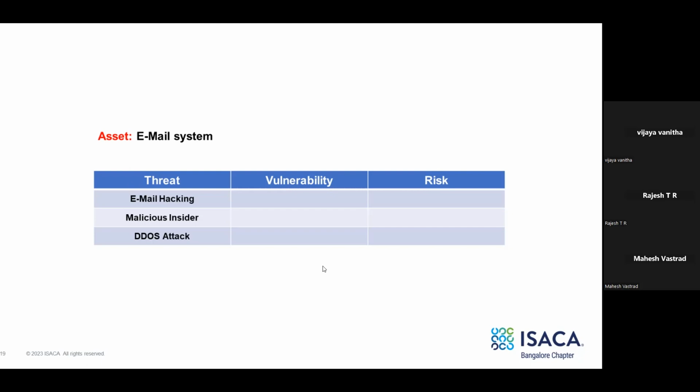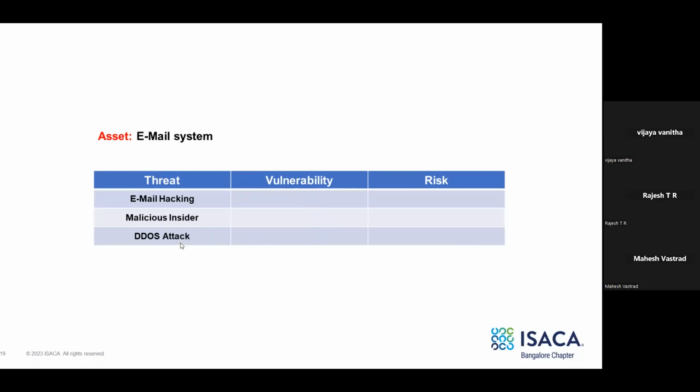Okay, what about the DDoS attack? What is the vulnerability if you faced a DDoS attack in an organization? No firewall. Limitation, boundary not set, weaker network settings, buffer overflow, no input validation. Okay, fine.